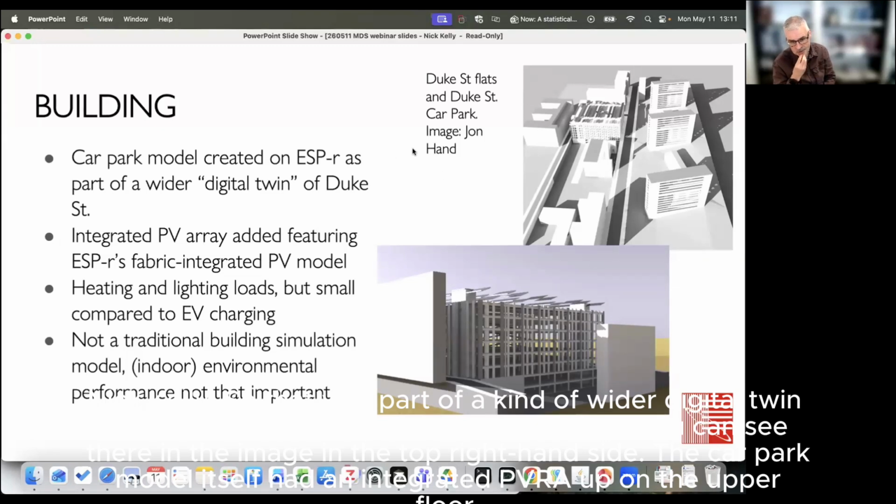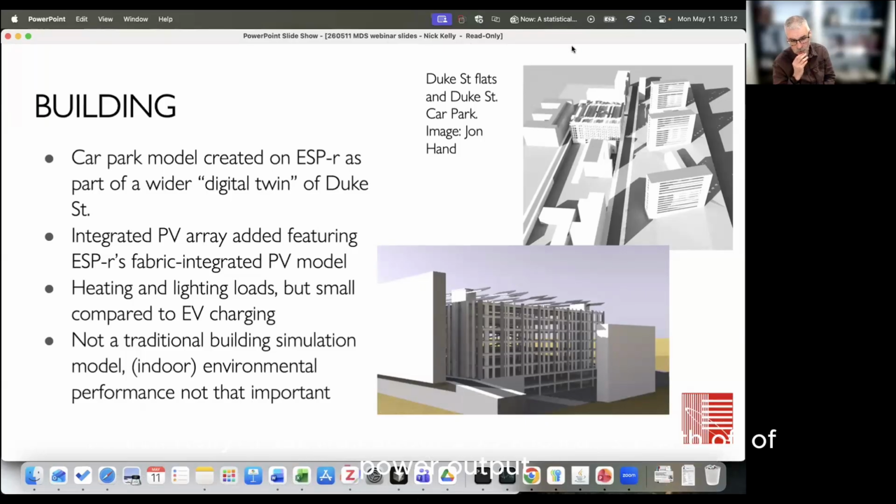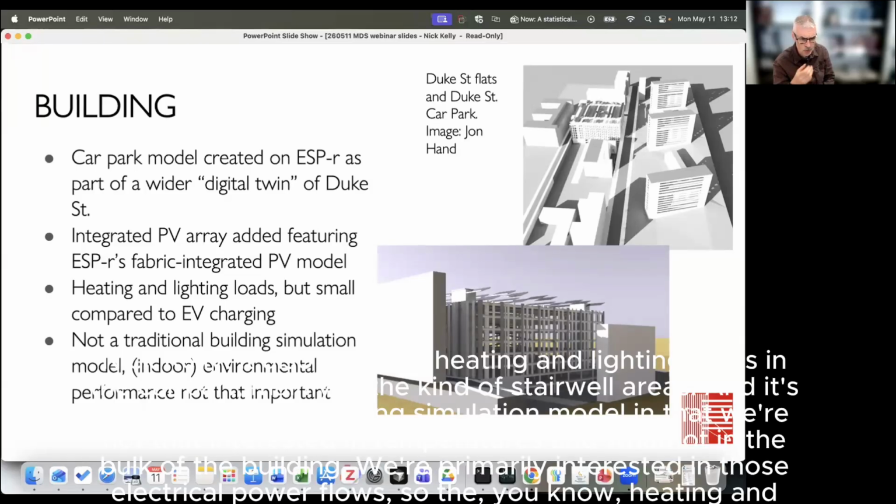The car park model itself had an integrated PV array up on the upper floor, about 200 kilowatts worth of power output. It also included heating and lighting loads in the car park, mainly in the stairwell areas. And it's not a traditional building simulation model, in that we're not that interested in temperatures and whatnot in the bulk of the building. We're primarily interested in those electrical power flows.